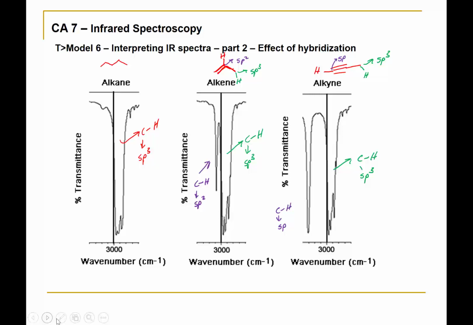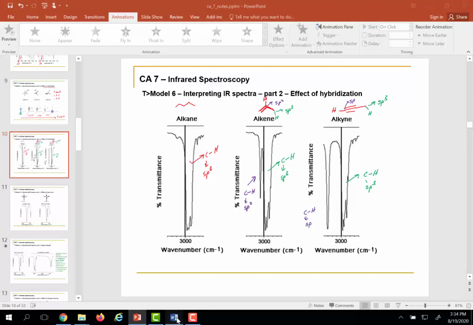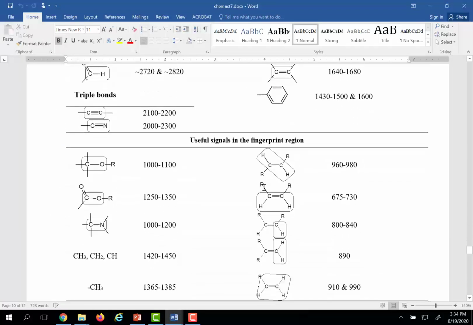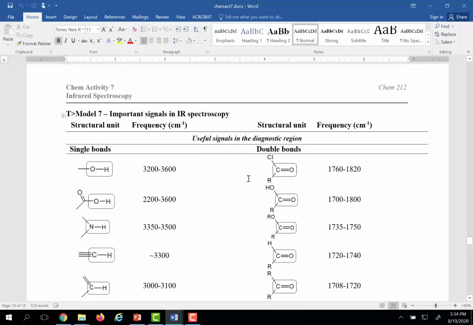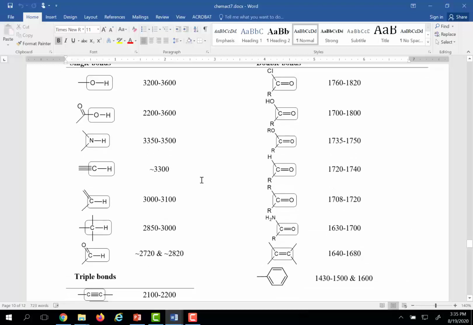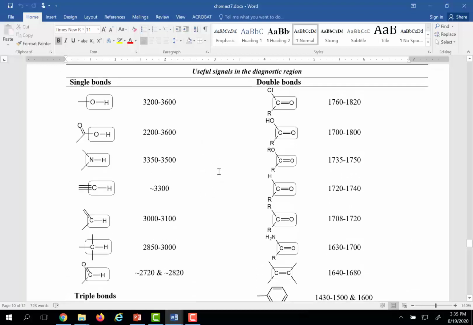I think it might be helpful now to leave the slides for a minute and let's take a look at a chart that you have available. I'm looking at the chem activity number 7, and this is a chart that is found within this activity in teaching model number 7. Note that you will have available to you this chart during assignments and tests. You do not need to memorize these numbers, but it's a really good idea to get yourself familiar with the various types of functional groups and where you'd expect to find them in an infrared spectrum.